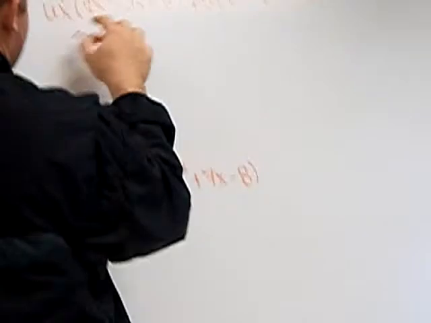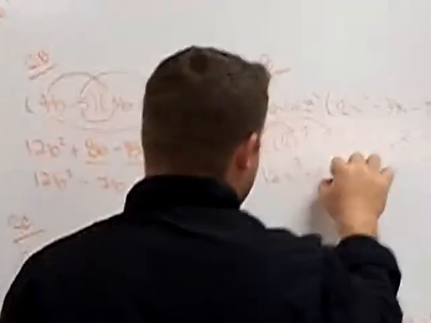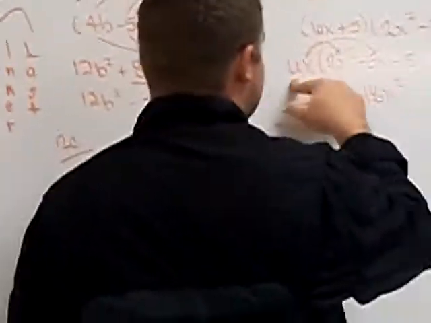Well, distribute, we get 6x times 2x squared. 6 times 2 is 12. X times x squared is x cubed. 6x times negative 3x. 6 times negative 3 is negative 18. X times x is x squared. 6x times negative 5. We get 6 times negative 5 is negative 30. And then x times 1 is x.